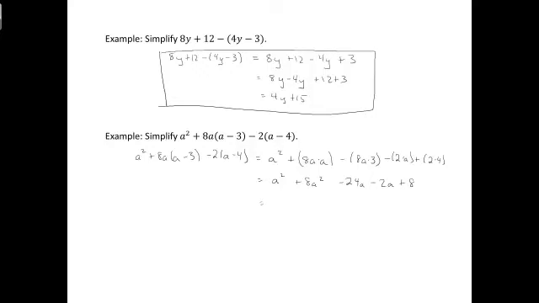Now we look for like terms. Everything is already next to each other. A squared plus 8a squared is 9a squared. Negative 24a minus 2a is negative 26a plus 8.